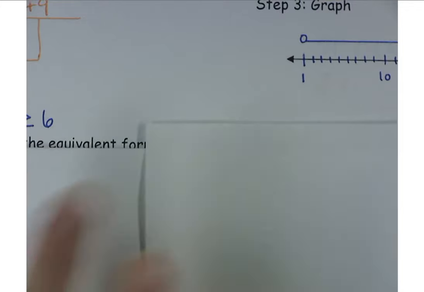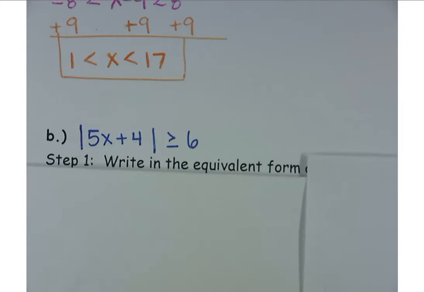So the next one is the absolute value of 5x plus 4 is greater than or equal to 6. See how if you wrote the greater on your chart, you would know right away what your 2 options are? Yeah, 3 and 4.